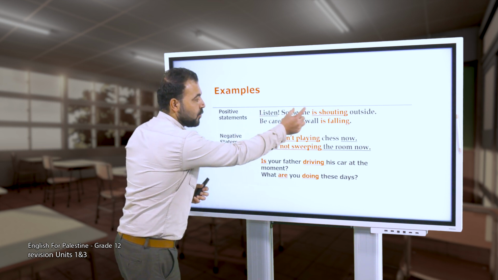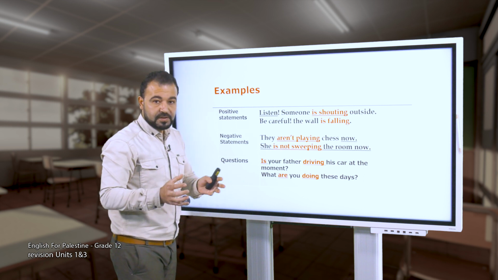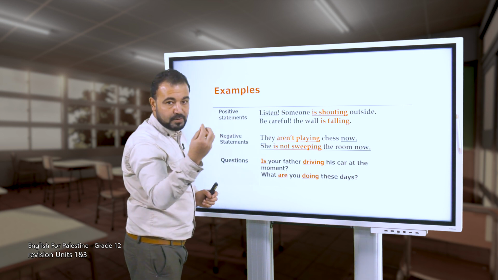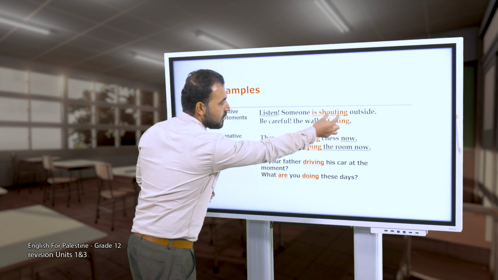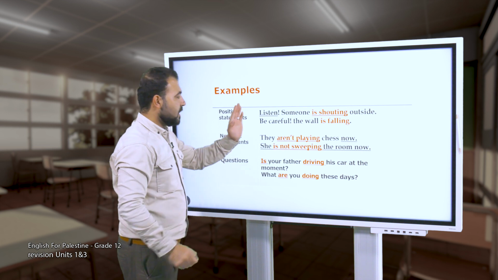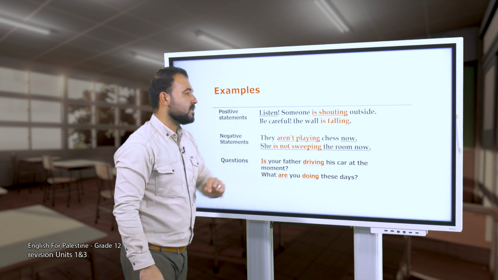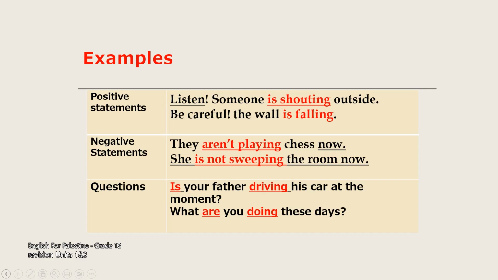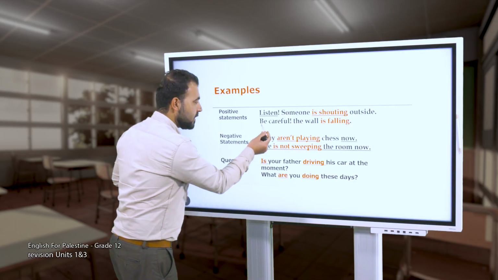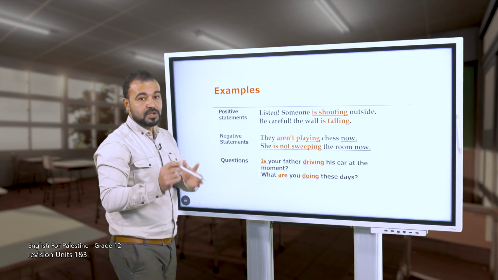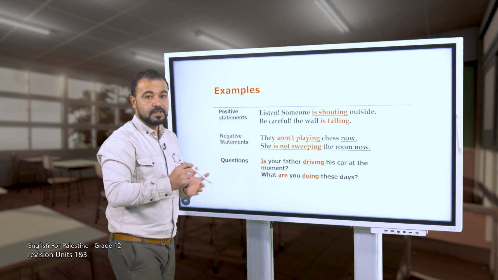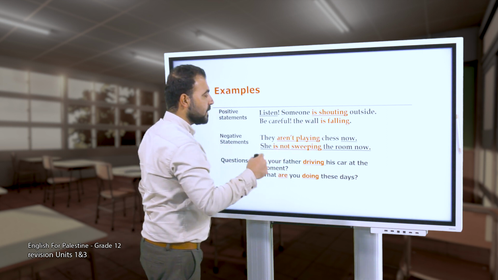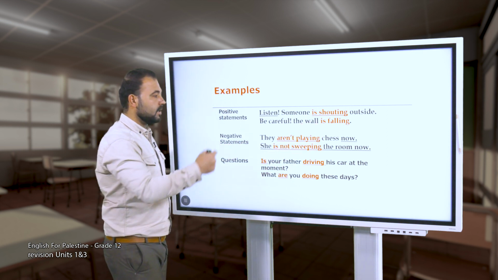Because of this word, we here use the present continuous tense. Someone is a singular subject. It's followed with the verb to be, the form is, and the verb shout with the ing form. So, listen, someone is shouting outside. The same here with this sentence. Be careful, the wall is falling. Be careful is also a key word which stands for present continuous tense. The wall is a singular subject. It's followed with is and fall with ing. The wall is falling.